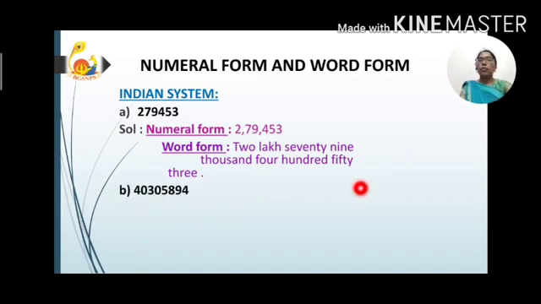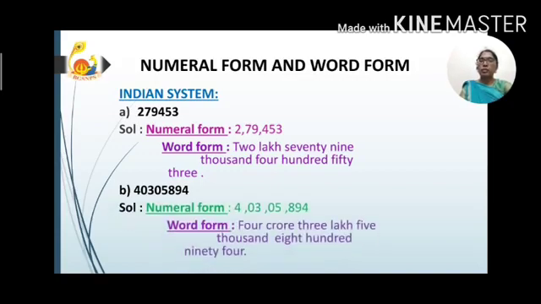That is 40305894. Okay, now how to write the numeral form and the word form. Now here you have to move from right hand side to left hand side when you are placing the commas, right? Here ones, tens, hundreds, ones period, place comma. Thousands, 10,000, you have to place comma. Lakh, 10 lakh, place comma. Now when you are reading or writing the word form, what did I say? Move from left hand side to right hand side.